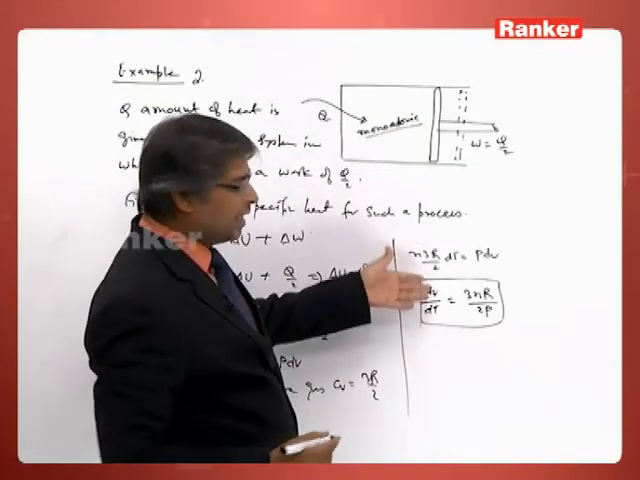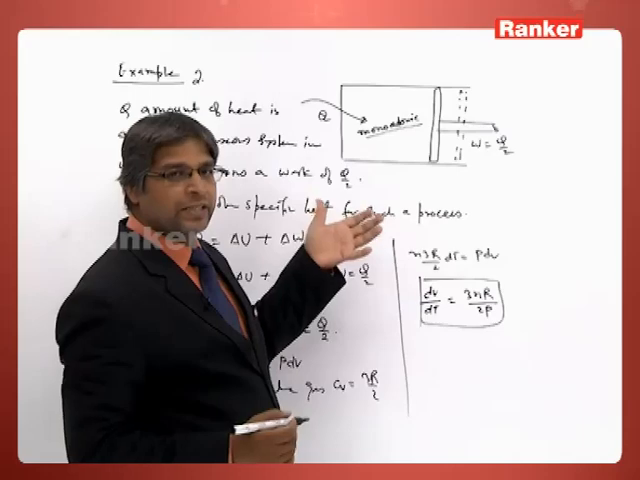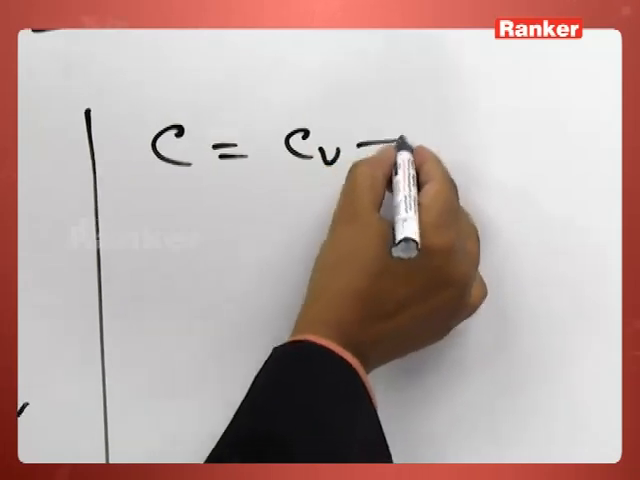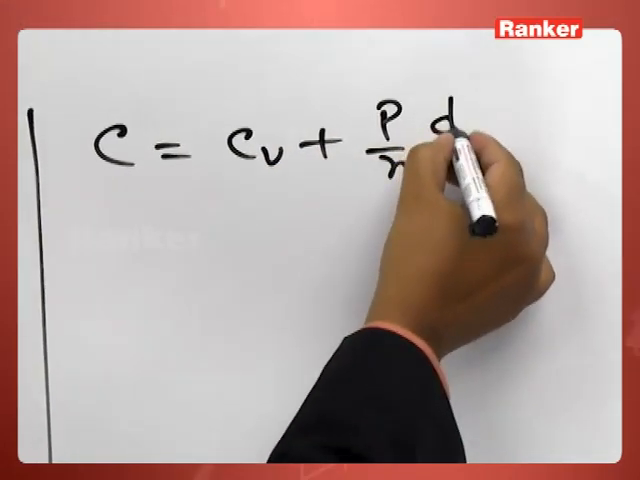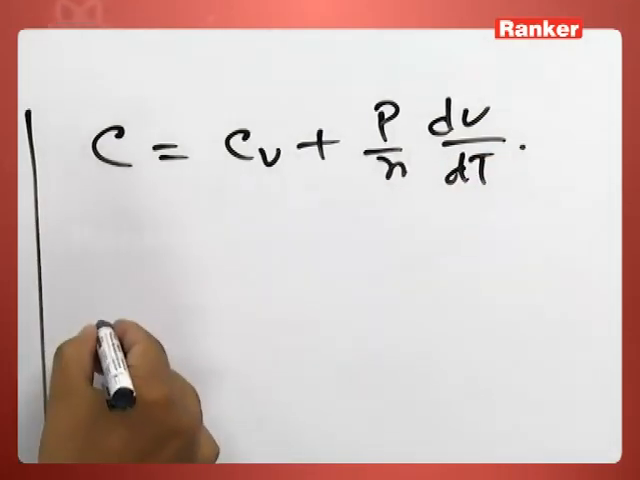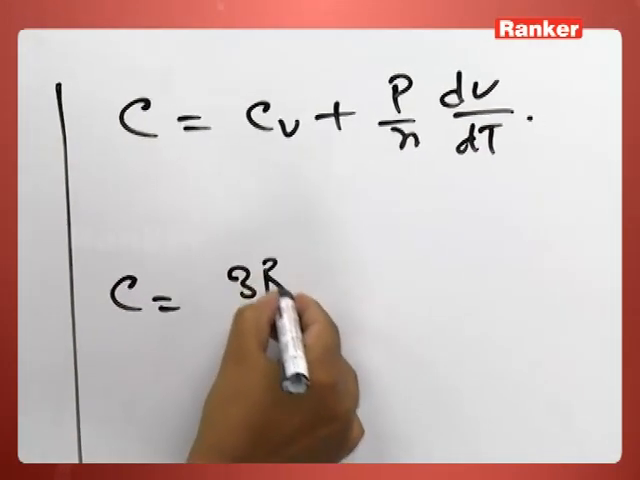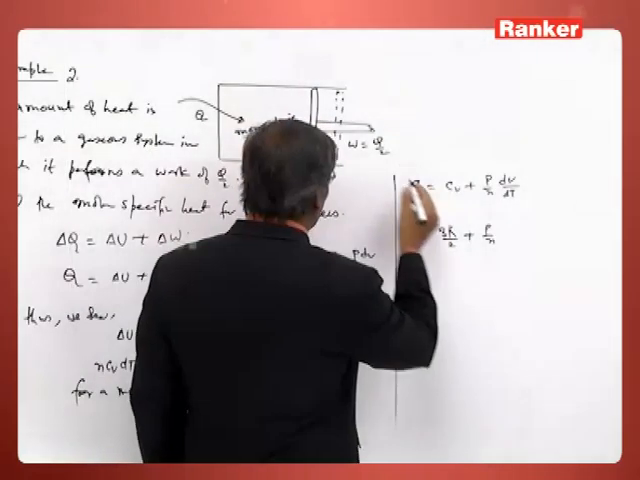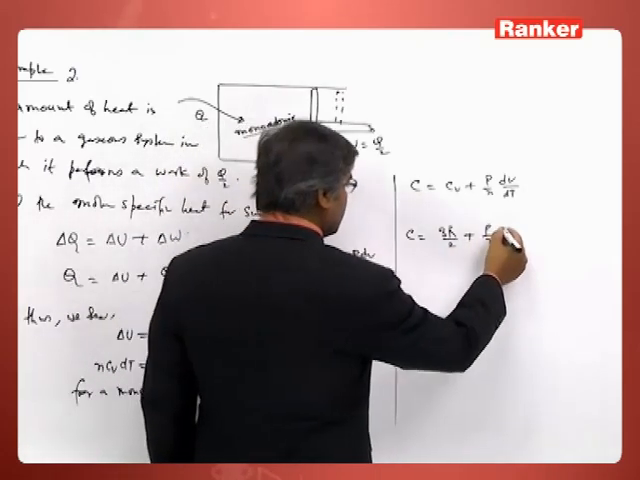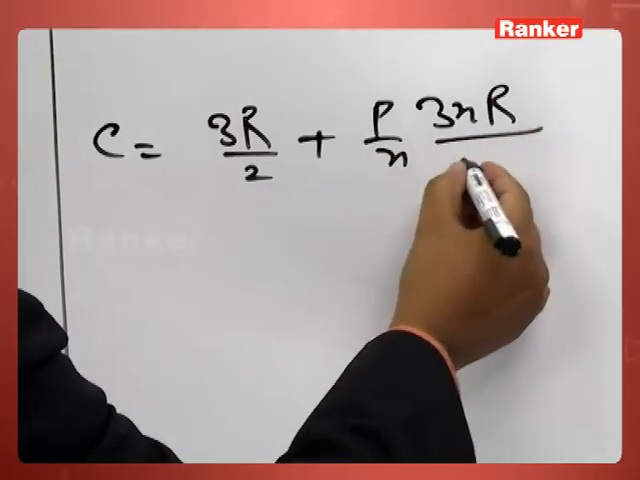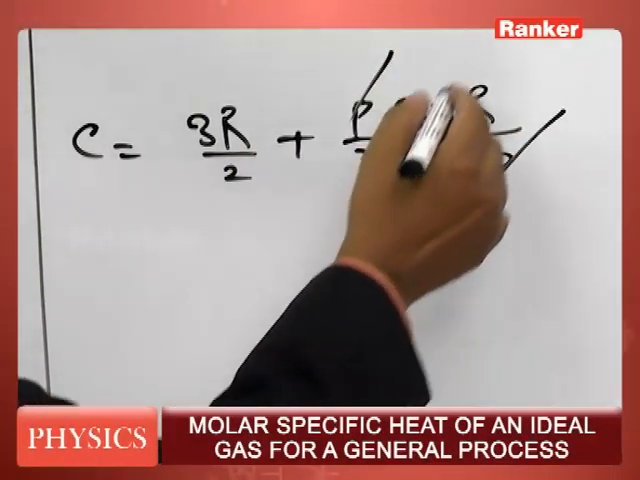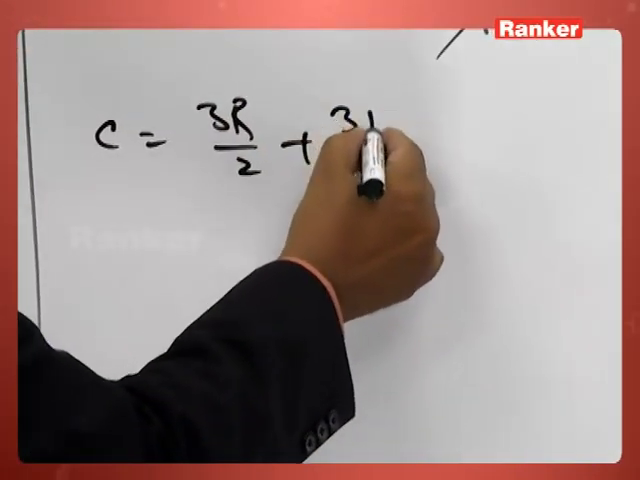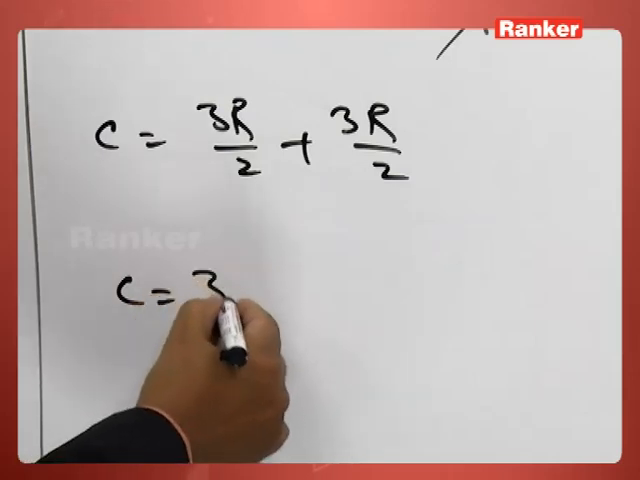Now let us recall the general expression for the specific heat of a system. We have the expression C is equal to CV plus P by n times dV by dT. For a monoatomic gas, CV is 3R by 2, plus P by n. For this process we got dV by dT as 3nR by 2P. So the P cancels, the n cancels, and we have 3R by 2 plus 3R by 2, that is 3R.